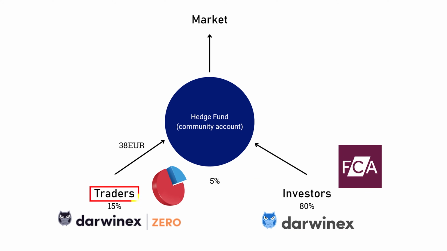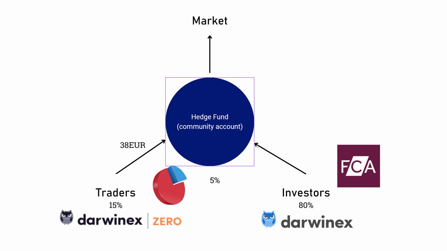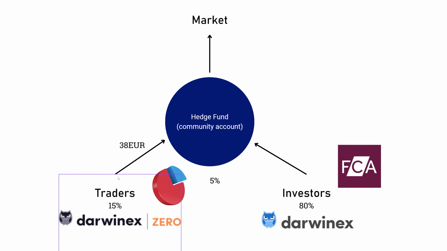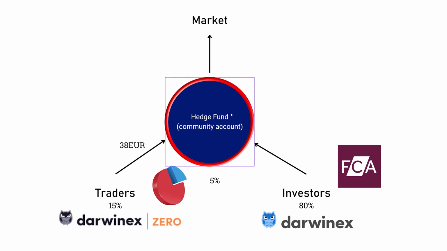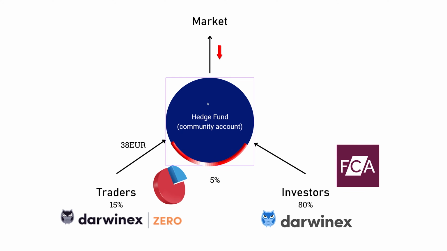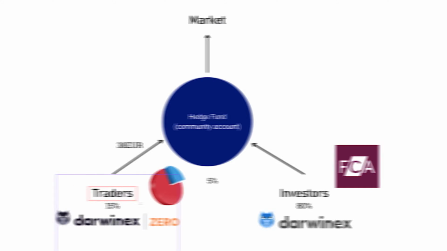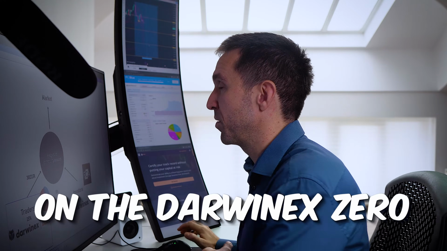So the traders with their Darwins give the trading ideas to the hedge fund. We pay 38 euro a month to have the account. We receive the 100,000 euro to trade with, and by having our trades we give the trading ideas. If the investors decide to follow, the hedge fund will trade these trading ideas against the market. Now if the trades are losing, the hedge fund loses, the investors lose their money, but the traders don't lose anything. It is risk-free for the traders on the Darwinex Zero platform.